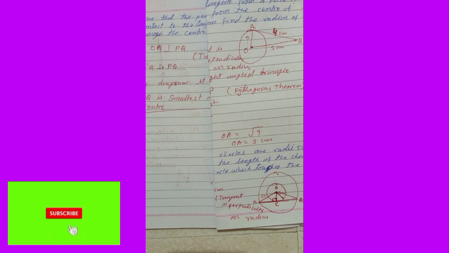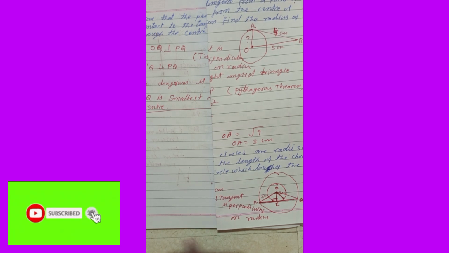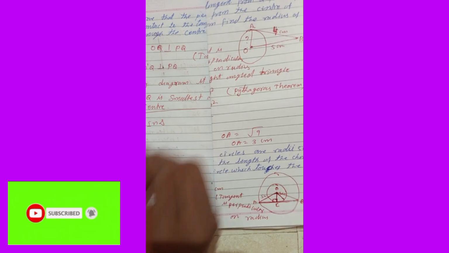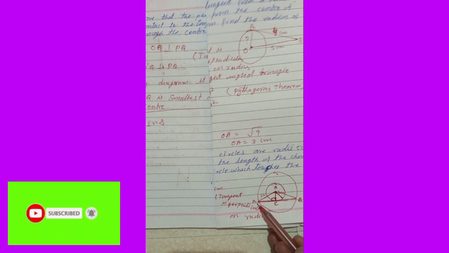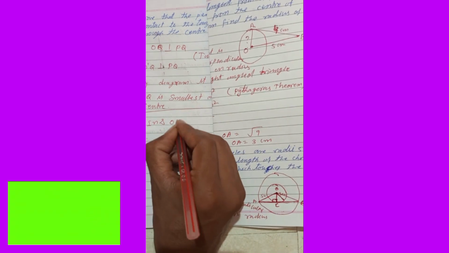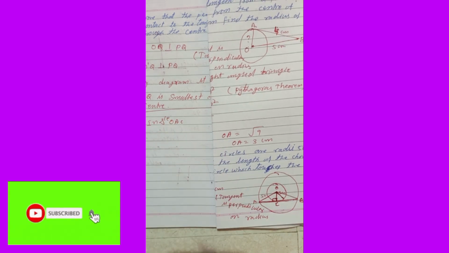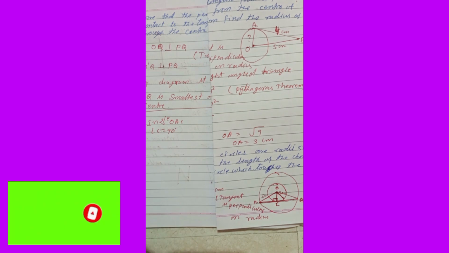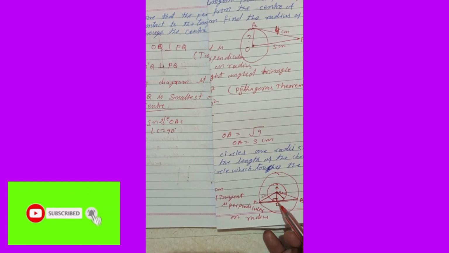Now in that we can see OA in the right angle triangle. Which triangle? In the triangle OAC. It is a right angle triangle. Why? Because angle C is equal to 90 degrees. So we are using the Pythagoras theorem to find the OC. So OC, how much? The radius given is 3 centimeter.